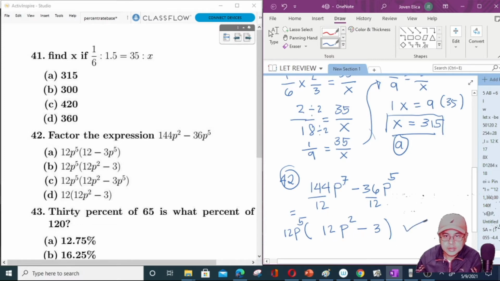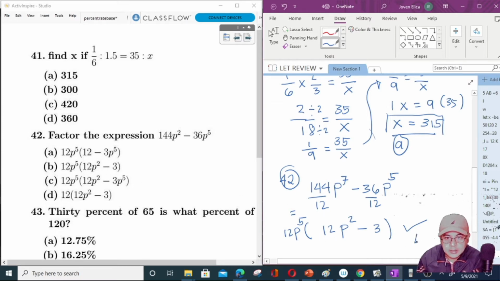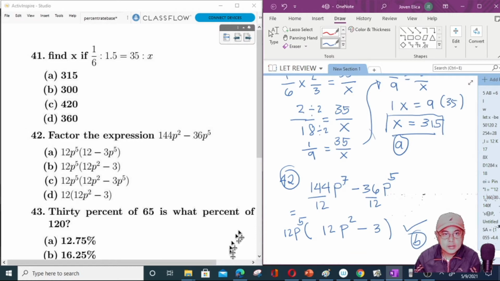So this is the answer. The correct answer is letter D. No, letter B. Because letter D has no P. So the answer is letter B. Alright.